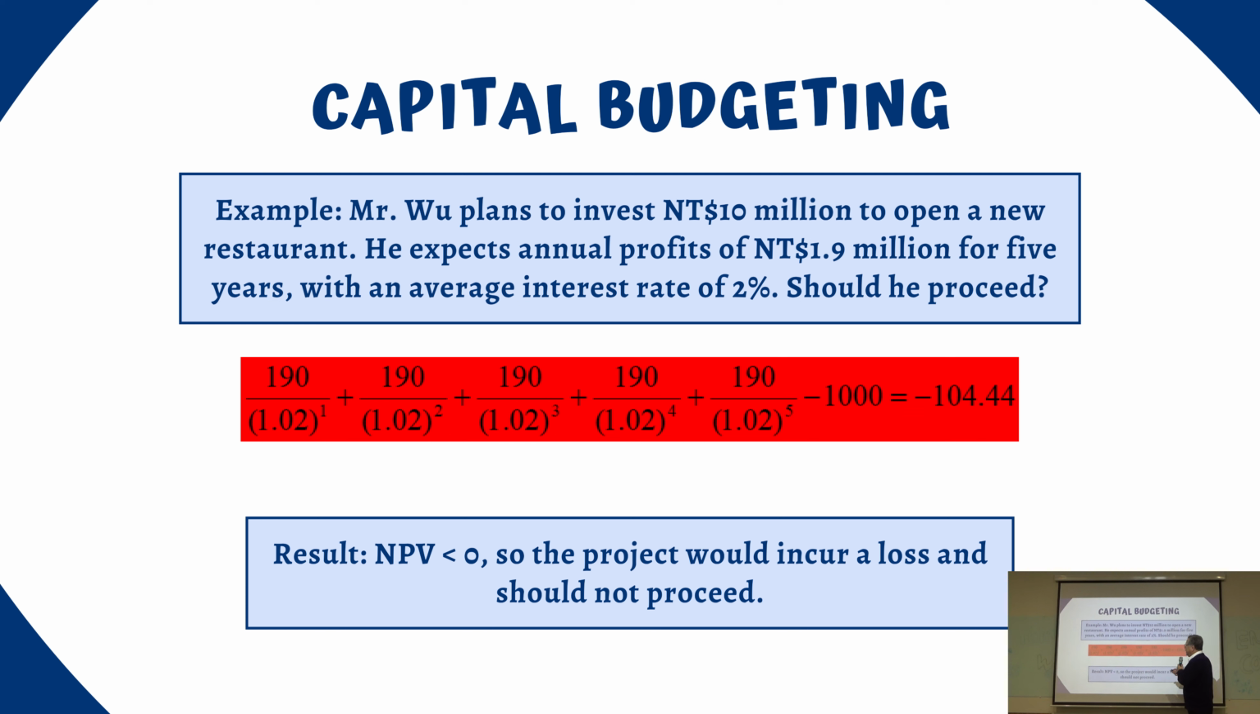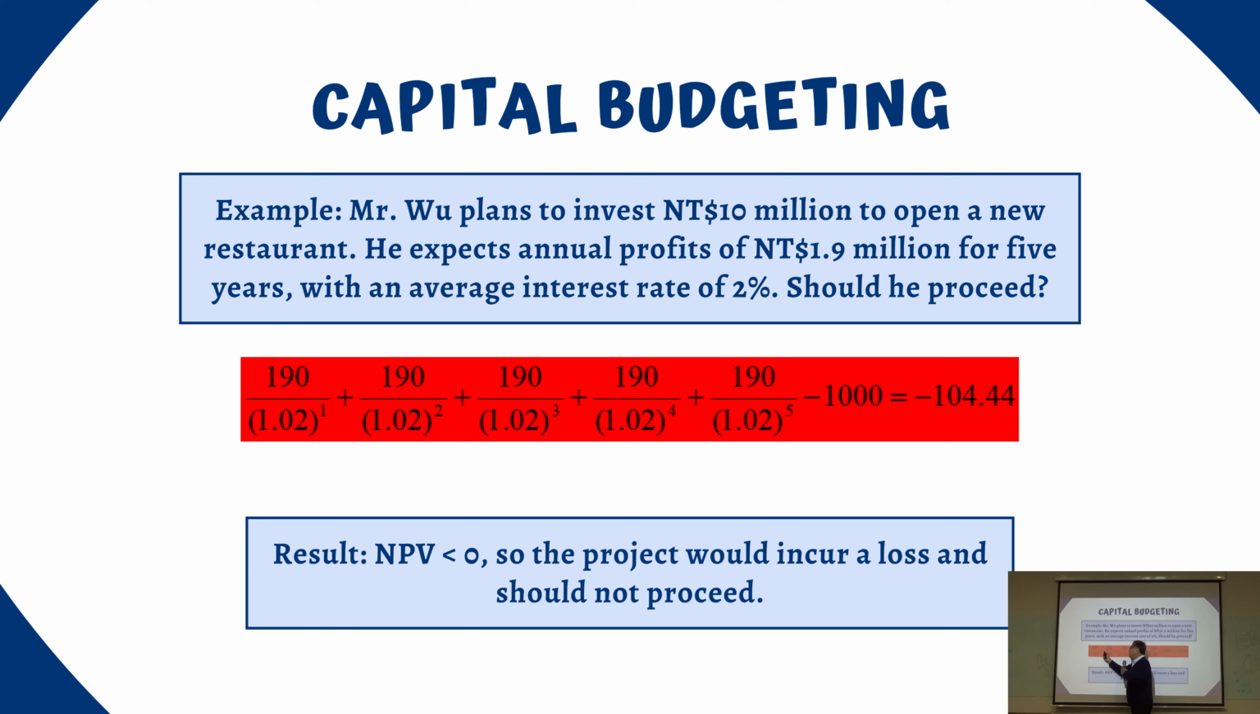So you can see 190, 190, 190, 190, 190. Most of the students say, oh, 5 years to get it. So we calculate together, we find out this number compared with the $10 million. Am I using the right number? Am I getting the right number?